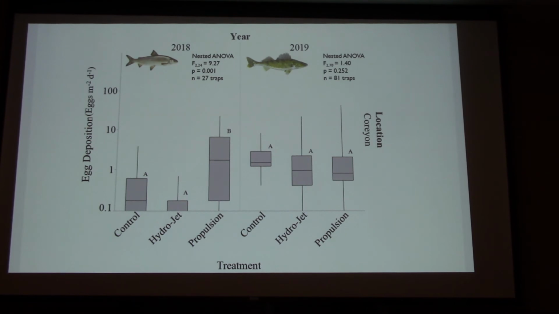And then the egg patterns pretty much match that, except for this outlier here. We saw a significant increase in egg deposition in one of the propulsion treatments. I can't really explain that, but this makes sense, right? We didn't change relative hardness. Why would we see differences in egg deposition in those treatments?